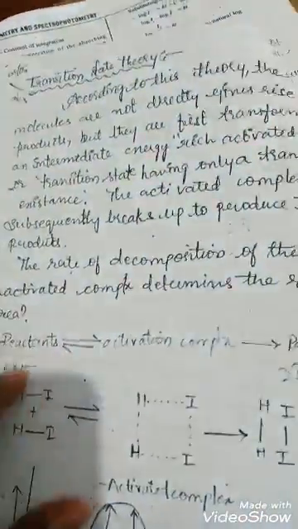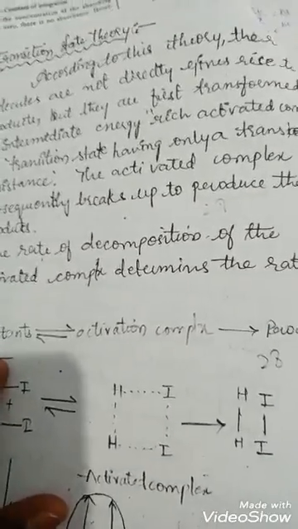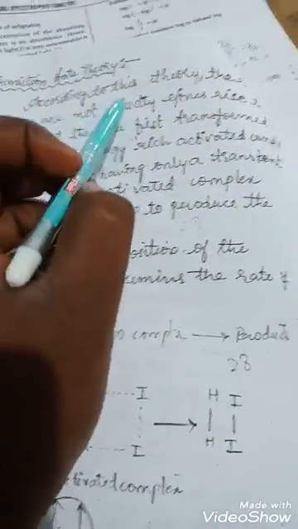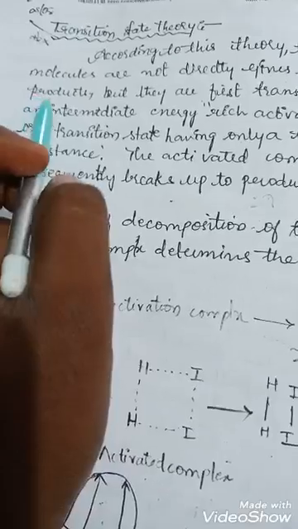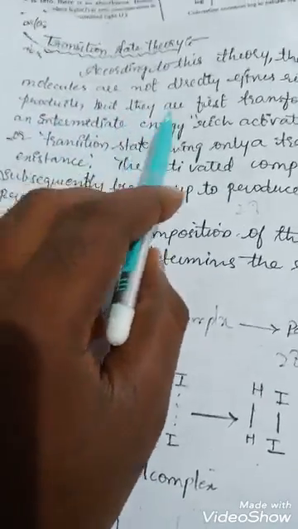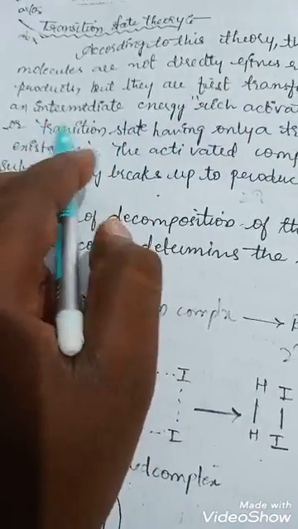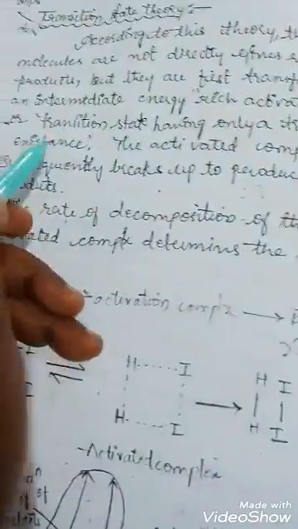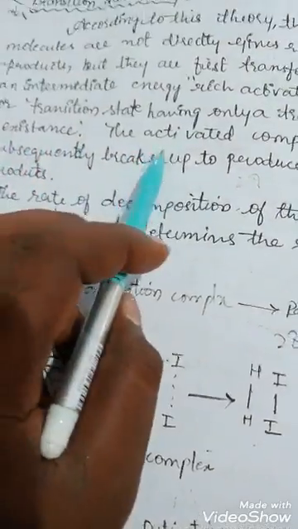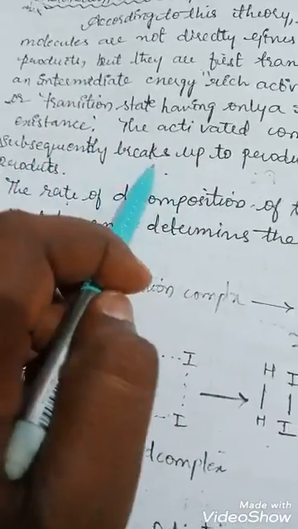Next one is transition state theory. This is very important for the exam point of view. According to this theory, the reactant molecules do not directly give rise to the products, but are first transformed into an intermediate energy rich activated complex or transition state having only a transient existence. The activated complex subsequently breaks up to produce the products.